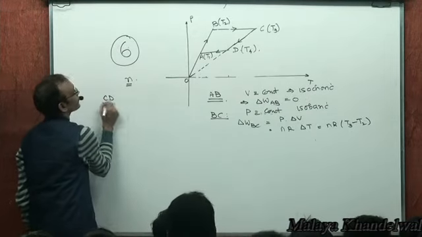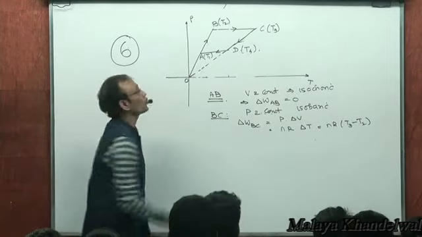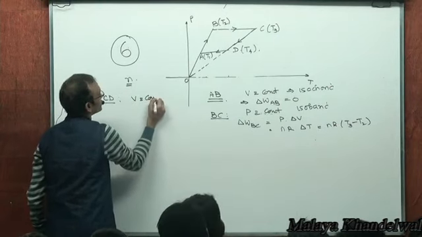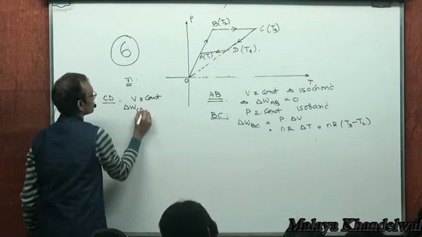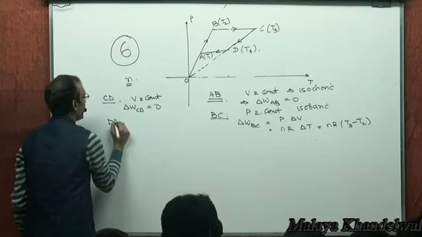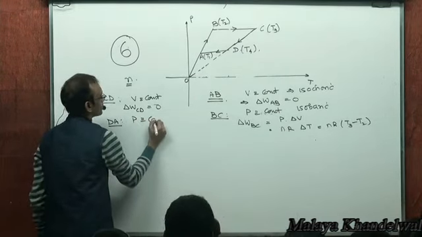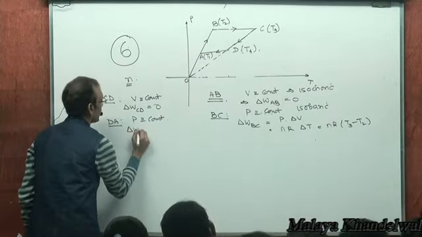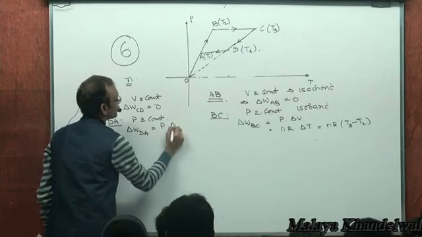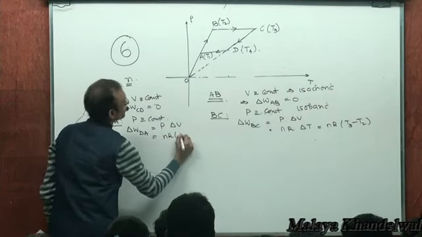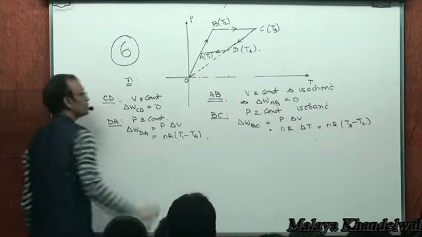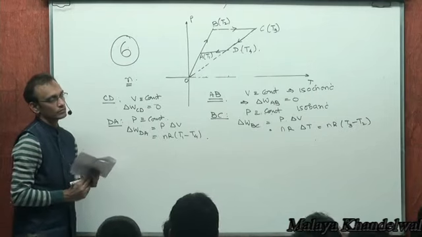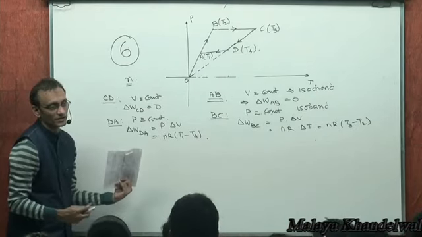What about CD? What kind of process? Isochoric. P versus T is a straight line passing through the origin, so V is constant, work done is 0. What about DA? P is constant, right? So work done in DA would be pressure into change of volume, which would be nR into T1 minus T4. That's the work done in DA. The total work done would be the sum of all of this. The net heat supplied would be the sum of all of this. Clear?